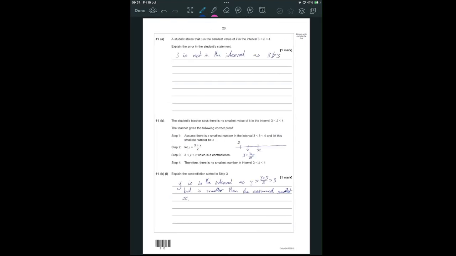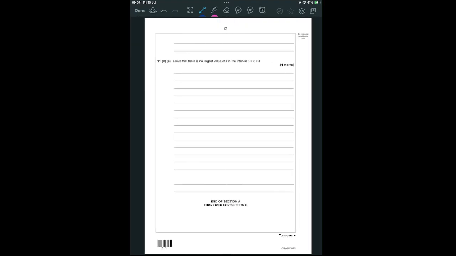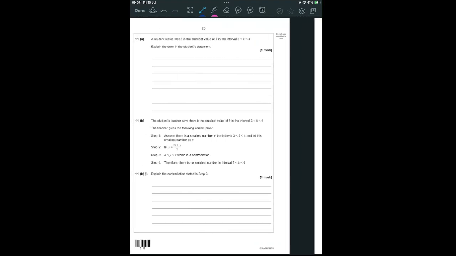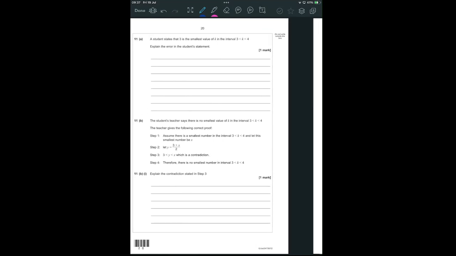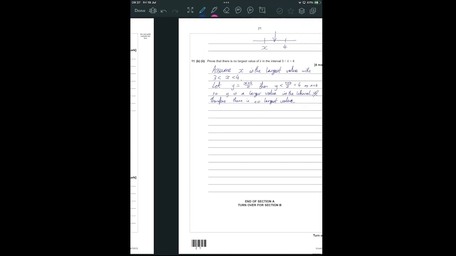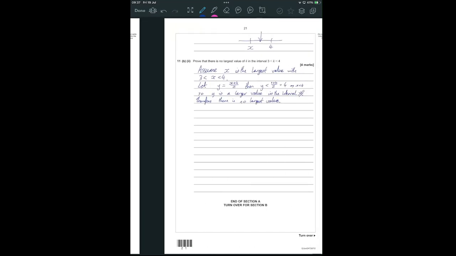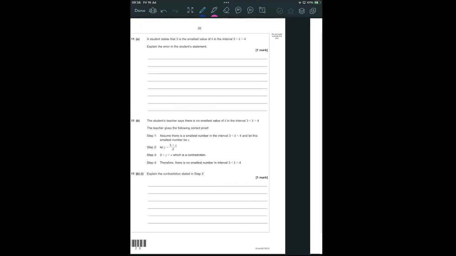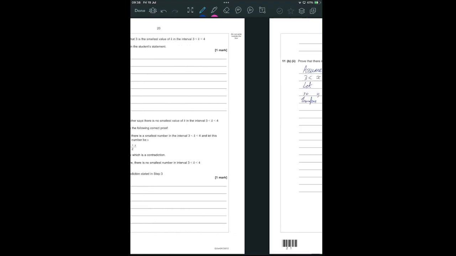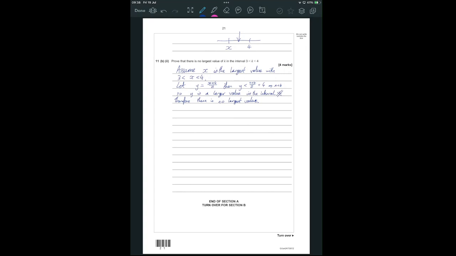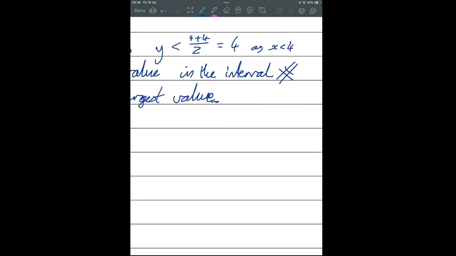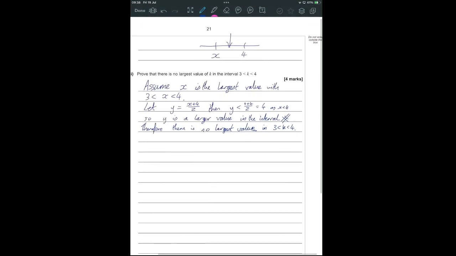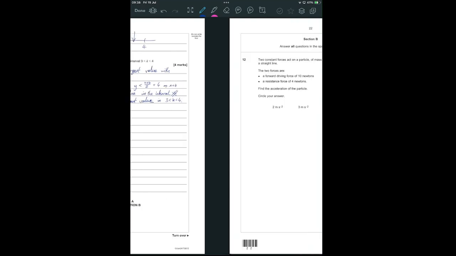Check that we've done very similar to what the teacher did in part B. Step 1, assume there's the largest value. I wrote it slightly more efficiently than they did, but that's fine. Step 2, pick a clever value. Step 3, explain the contradiction. I put a bit more detail in there because part B told me to do that extra detail. And then step 4, conclusion. I should probably put no largest value in 3 less than k less than 4. Just make it absolutely the same. Guarantee it. And that's the end of the pure section.